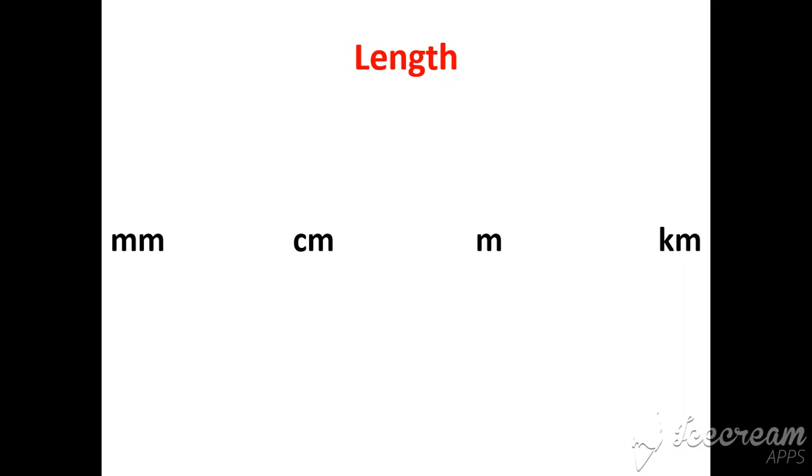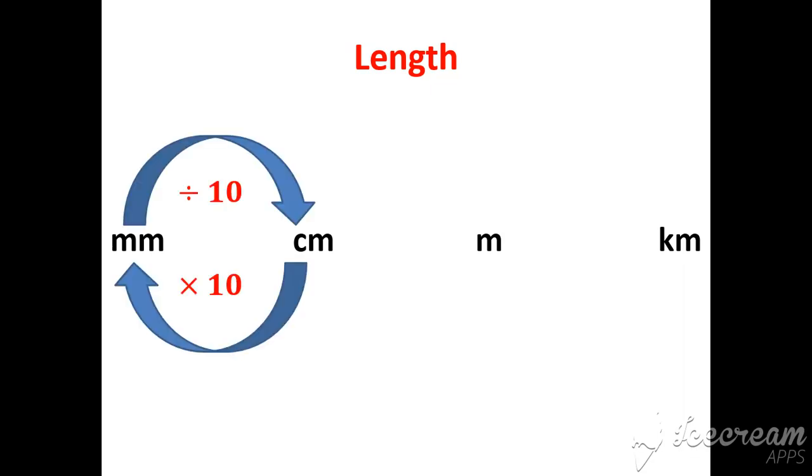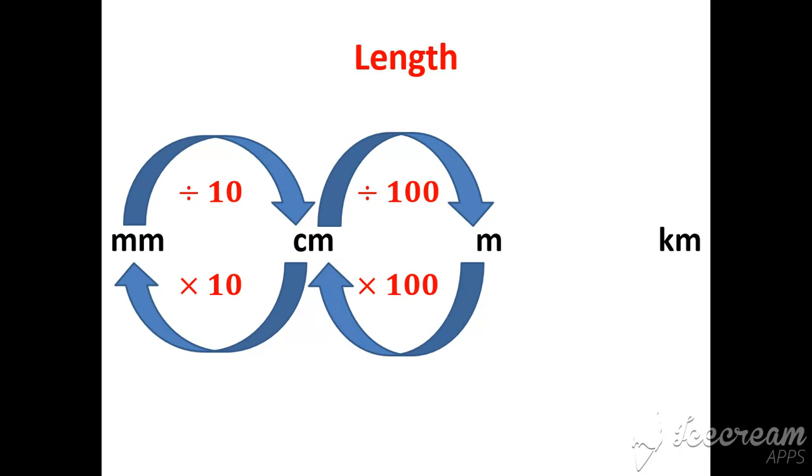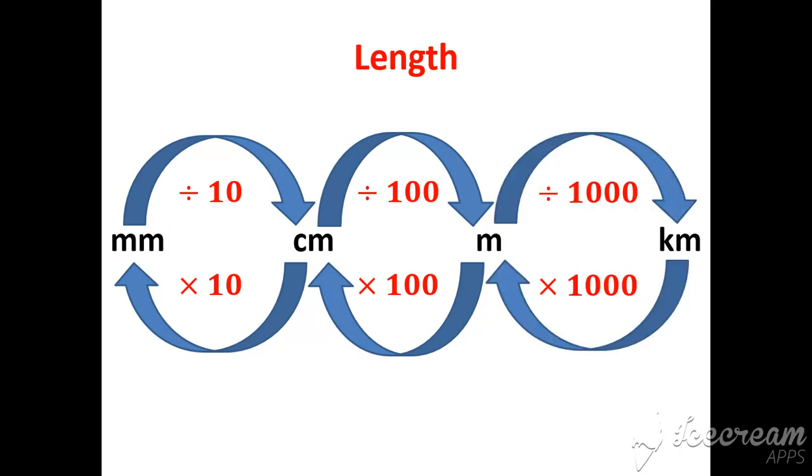So we're going to put this together in one big flowchart. Millimeters to centimeters, and that's what we did before: we divided by 10 and multiplied by 10. Centimeters to meters, we divided by 100 and multiplied by 100. And meters to kilometers, we divided by 1,000 and multiplied by 1,000.